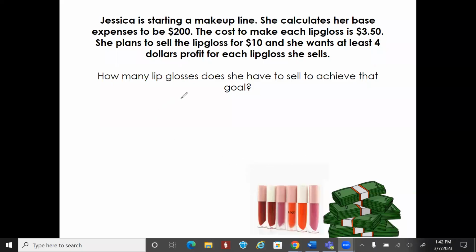Right. Said, what if we did this? Okay, so she's wanting to sell it for $10, right? And each one costs $3.50. So if we do 10 minus 3.50, that gives us $6.50, right? We know that she's going to spend $200. The one thing I can't understand is whether this $3.50 is being pulled from that $200, or is she just spending $200 and then the $3.50 is outside of that? That's the one thing I can't really distinguish in here.